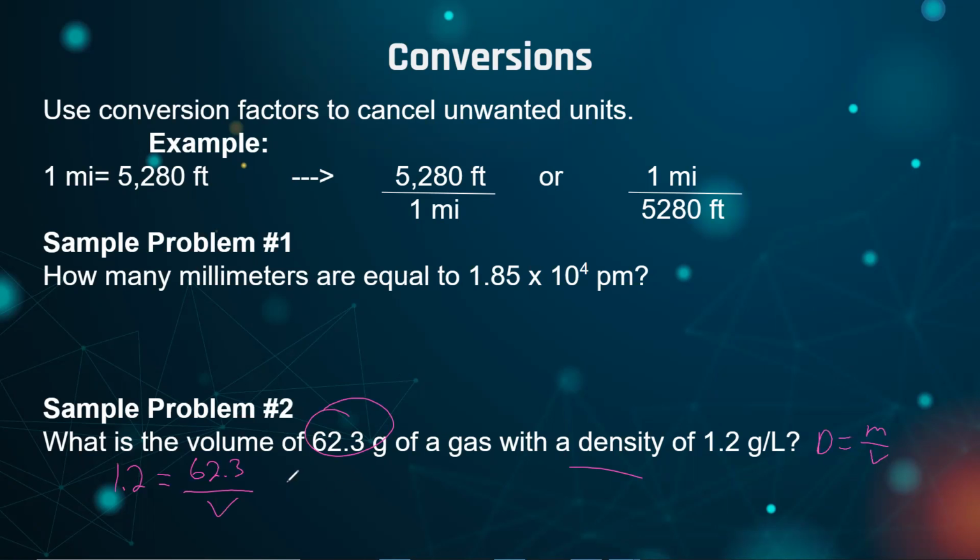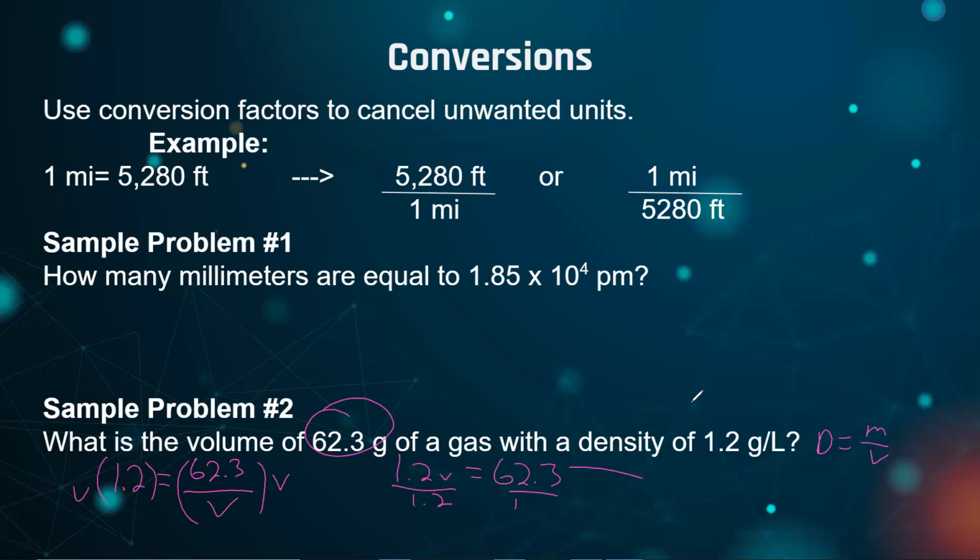So to rearrange that formula, we're going to multiply both sides by V, giving us 1.2 V equals 62.3. We would divide both sides by 1.2, and we would get our answer. Okay. Sorry, my little controls aren't allowing me to write 1.2 under there.